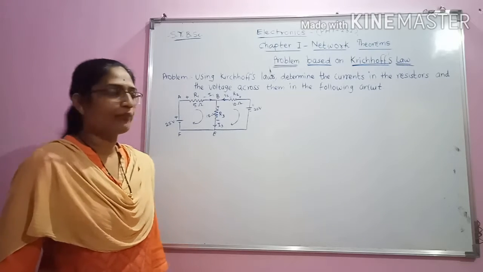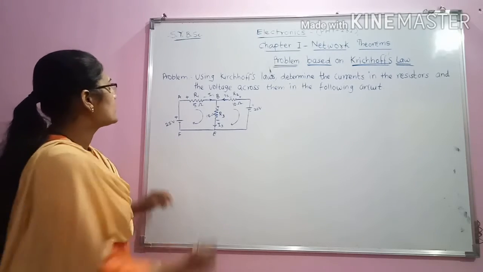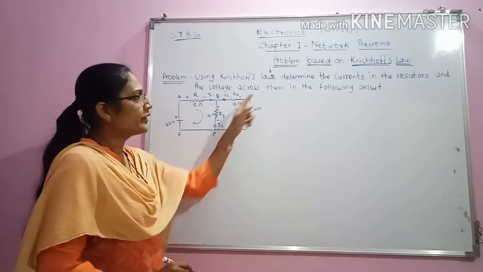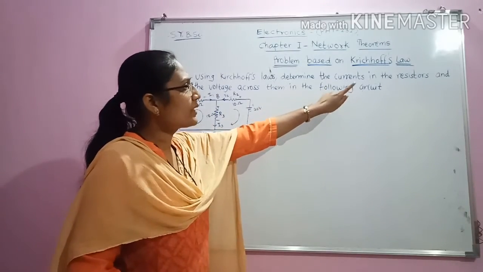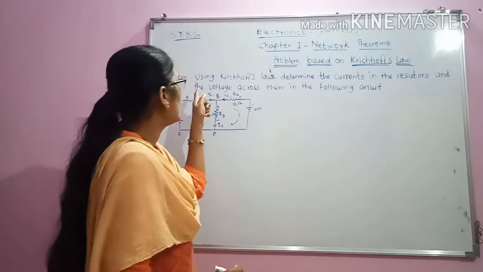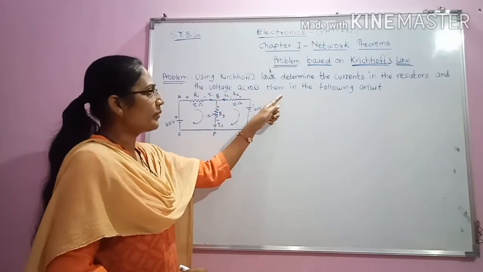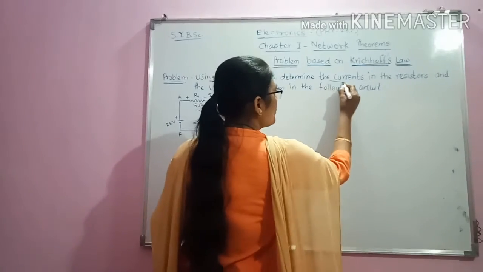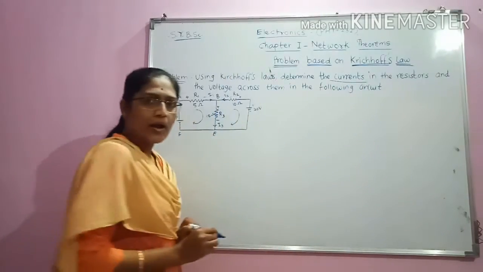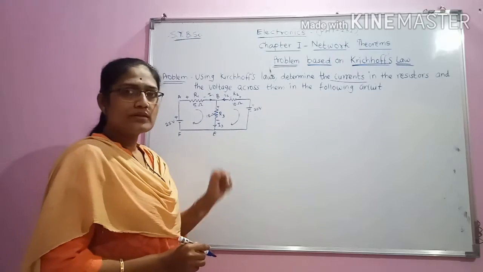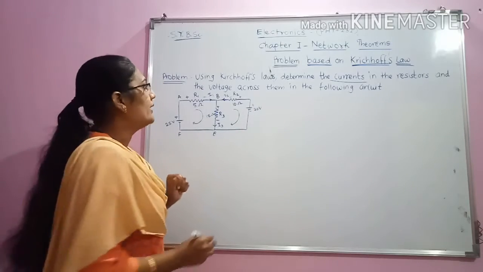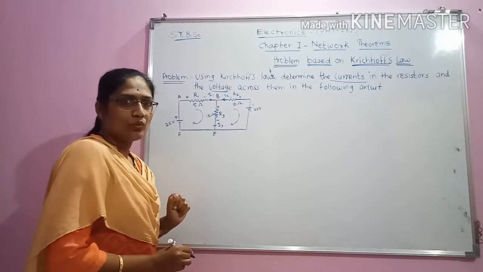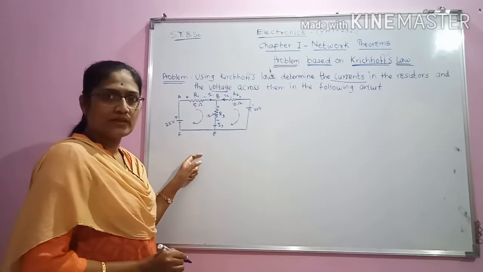Let's read the problem. The problem is: using Kirchhoff's law, determine the currents in the resistors and the voltage across them in the following circuit. It means that by using Kirchhoff's law, we have to determine the currents in the resistors and the voltage across them. So let's see which circuit is given.